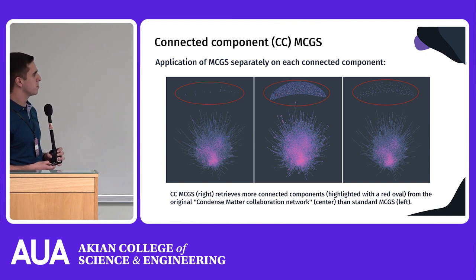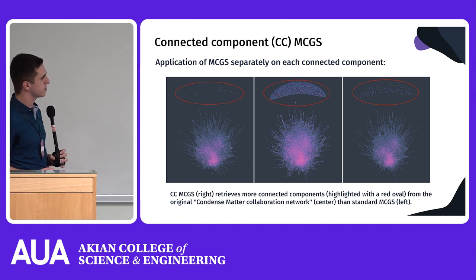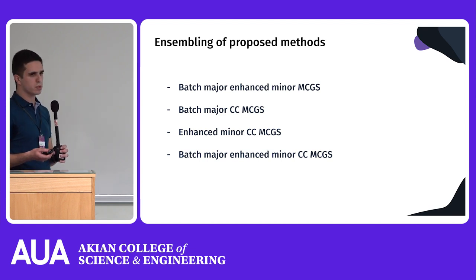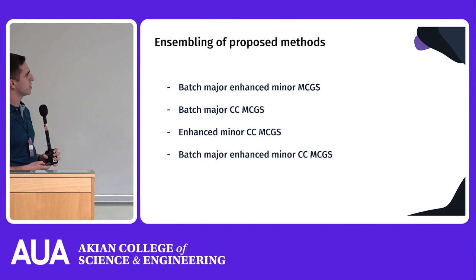And we can see that when applying regular MCGS, the central structure is kept pretty well, but this cloud-like thing is not retrieved because the components were too small and the algorithm didn't retrieve them. So what we actually offer is to independently apply MCGS on each connected component and then combine the results. And as we can see, having done that, we have a much better representation in this case. And finally, as I said, we also offer the ensembling of such methods. Basically, we take all the possible combinations of length 2 and 3 of our approaches and combine them together, like batch major with MCGS with connected component and enhanced with connected component. And in the end, we apply all three modifications together.